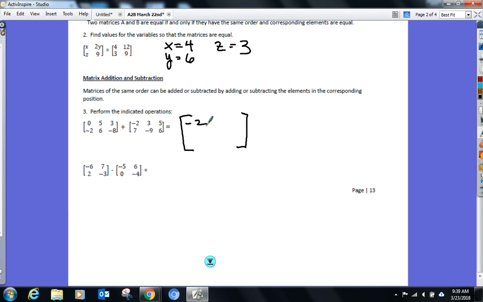5 plus 3, 8. 3 plus 5, another 8. I'm good. And then what about row 2 here? -2 plus 7, 5. Why am I hearing calculators? 6 plus -9, -3. -8 plus 6, -2. All right, no big deal.